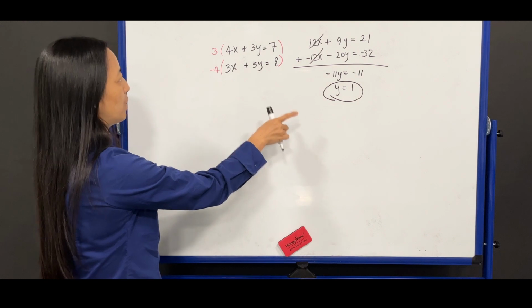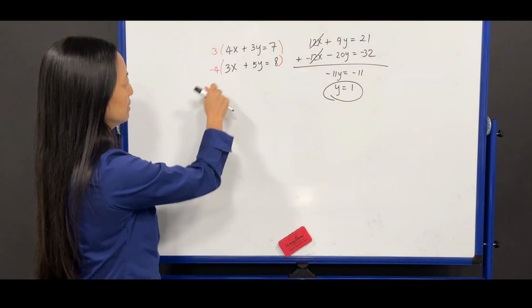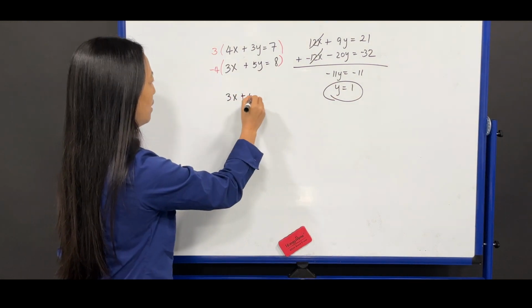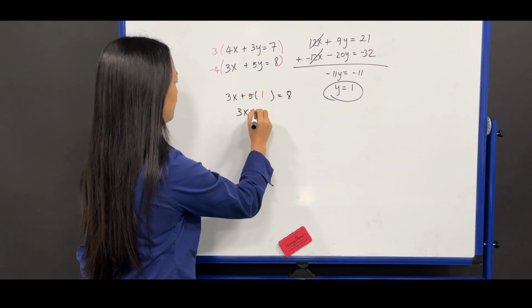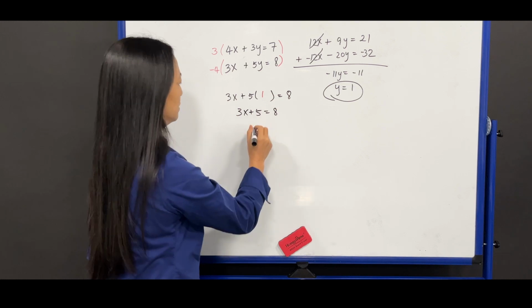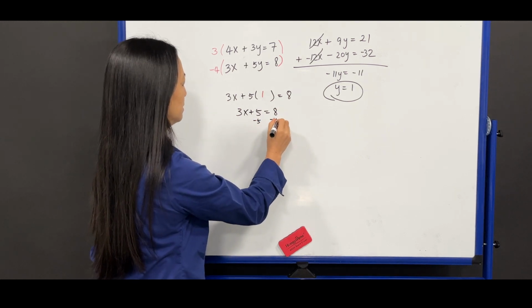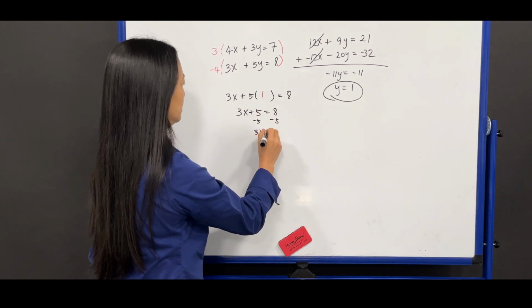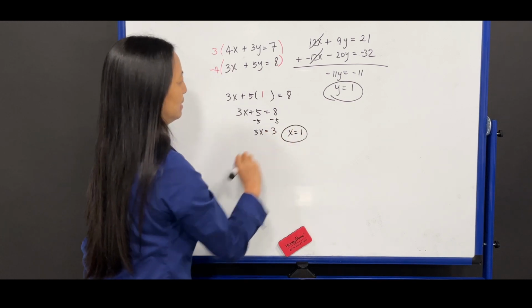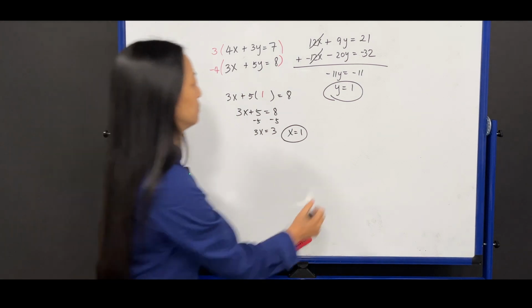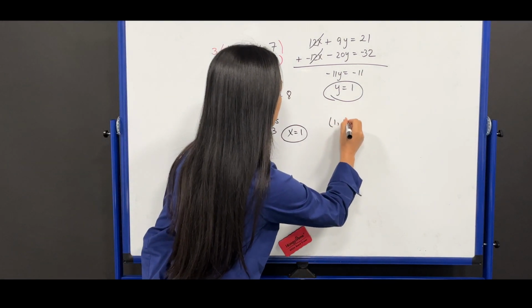Now we can substitute y back into one of the original equations. Let's use this one. So we have 3x plus 5 is equal to 8. I'm going to subtract 5 on both sides. We get 3x is equal to 3. Now we get x is equal to 1. And that's our solution. You can write this as an ordered pair 1, 1.